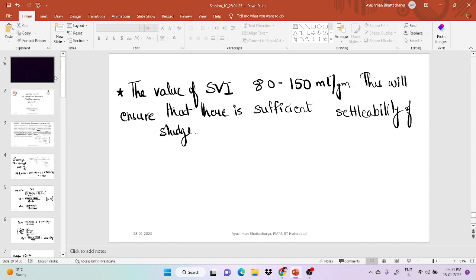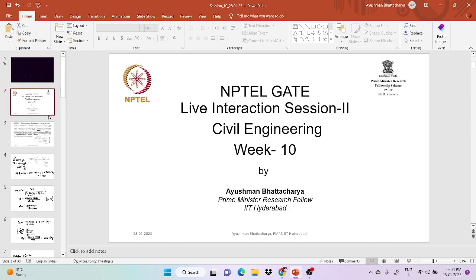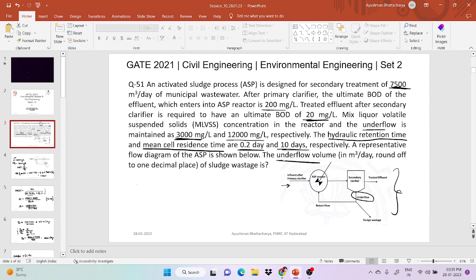So let's summarize today's class. First, we began with a 2021 GATE question based on the activated sludge process, and in this question the critical thing is they are asking for the underflow volume. Here, people generally confuse it with only Qw or only Qr. When they mention Q underflow, it means Qr plus Qw that you have to calculate.